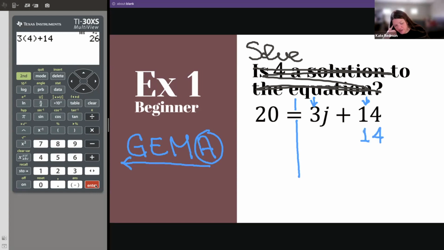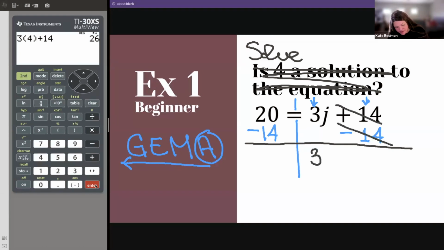So I'll move 14. Now, how? By doing the opposite. 14 is currently adding. What's the opposite of adding? It's subtracting. And I can do whatever I want as long as I do it to both sides. Keep your balance. Adding 14 and subtracting 14 zero out. I just have 3J. And be sure you keep your equal sign. A lot of beginning level students lose equal signs. And 20 minus 14 is, of course, 6.